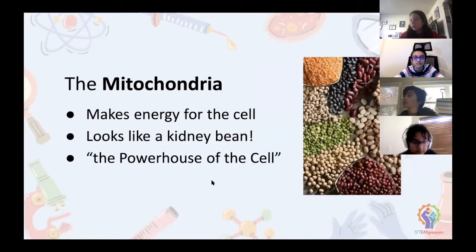So let's move on to the mitochondria. The mitochondria makes energy for the cell. It's pretty much one of the main contributors to a process called cellular respiration. I don't know if you've ever seen mitochondria, if you've made those graphs at school, but they look like kidney beans, which is kind of cool. You might have heard a joke on the internet that the mitochondria is the powerhouse of the cell. That's a good way to remember it. You could also say mighty mitochondria.